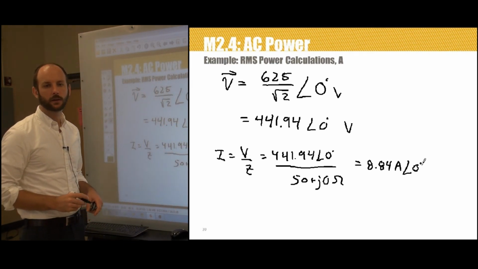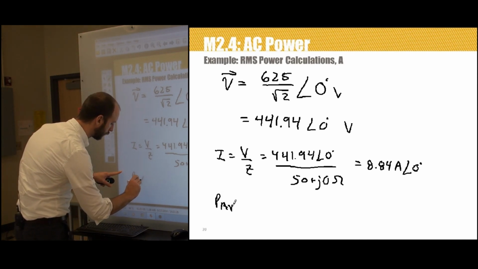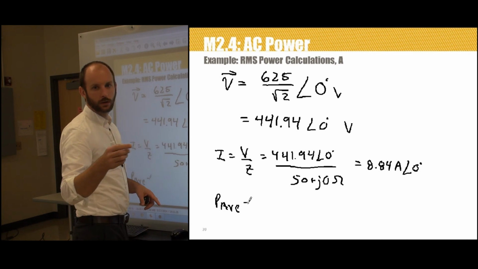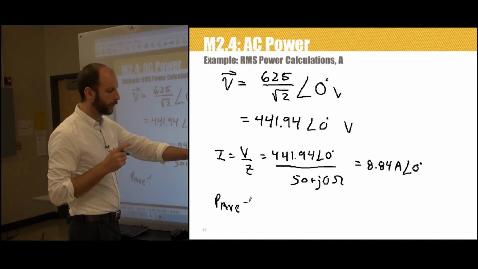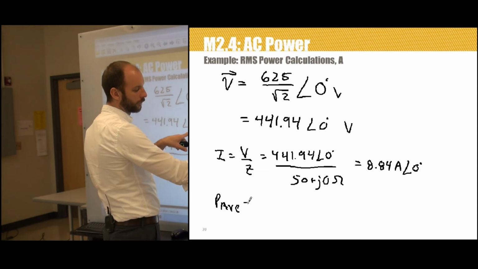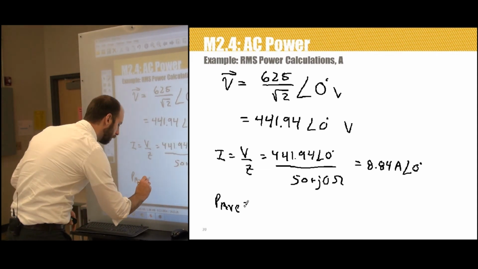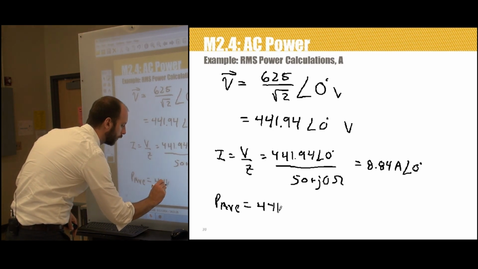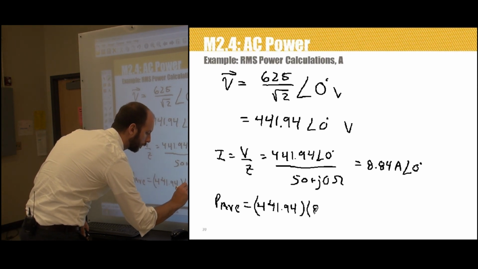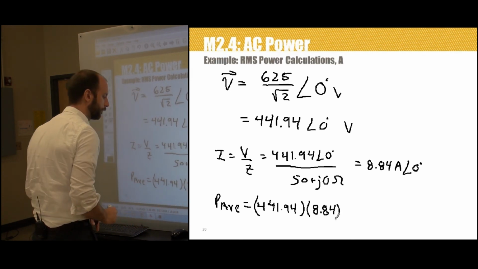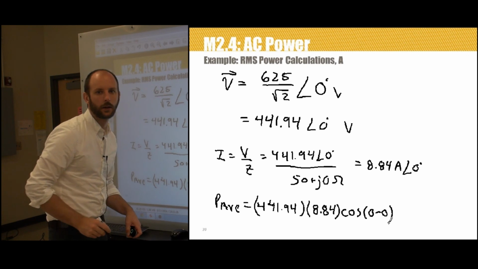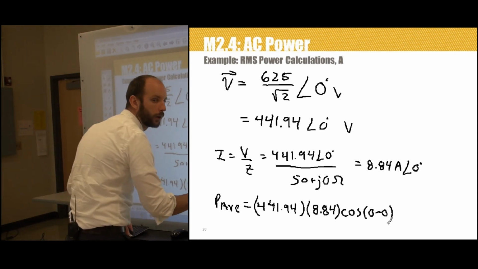We can then calculate average power. The average power consumed in the circuit is I RMS times V RMS times the cosine of the angle, so that's going to be 8.84, that's the RMS value, times 441.94, and then cosine of the phase difference, so the cosine of 0 minus 0. And that gives us 3,906.75 watts.